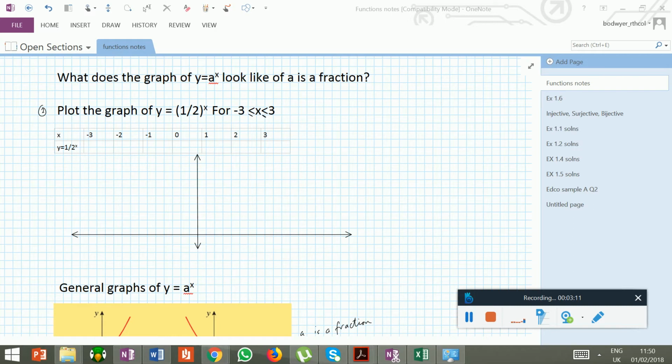Now you want to consider what the graph looks like if you have y equal to something to the power of x, if this something is a fraction. So for instance, we've got y is equal to a half to the power of x, and we want to graph it between -3 and +3.